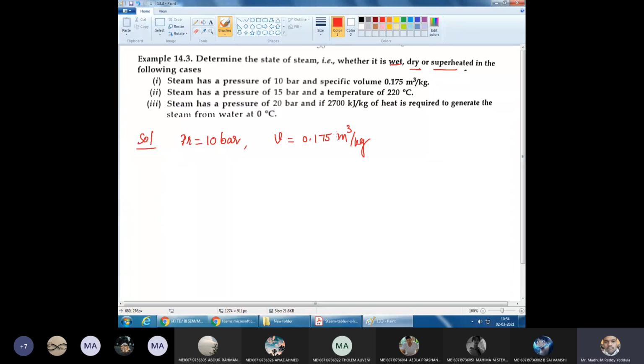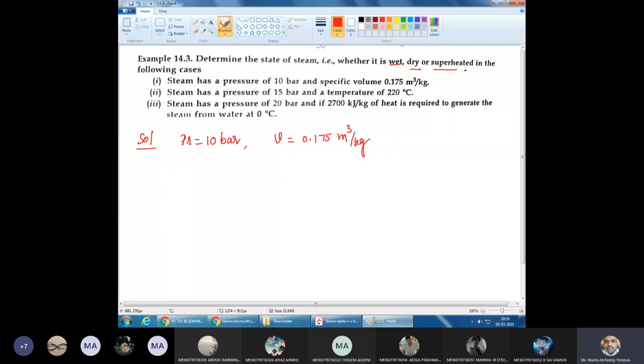We already discussed what is saturation temperature and what is saturation pressure. Under atmospheric pressure condition, what is the boiling point of water? 100 degrees Celsius. That is called saturation temperature, right? Now, corresponding to 10 bar pressure, what is the saturation temperature?